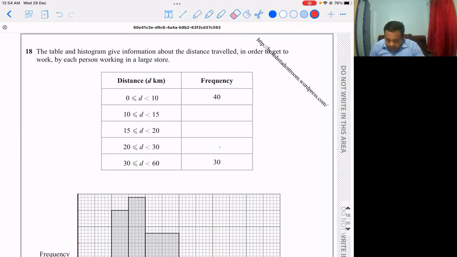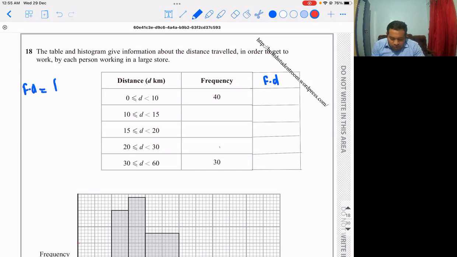So here we need to complete the histogram. If you want to find complete histogram, additionally, we can draw one more column. In this column, what I'm going to fill is the frequency density. I will write in short form as FD, frequency densities. What is frequency density? That is total frequency divided by class width.